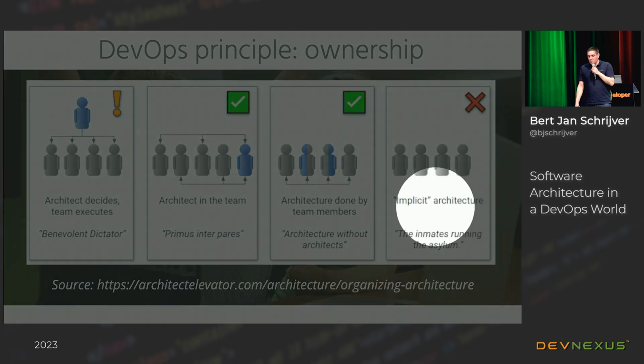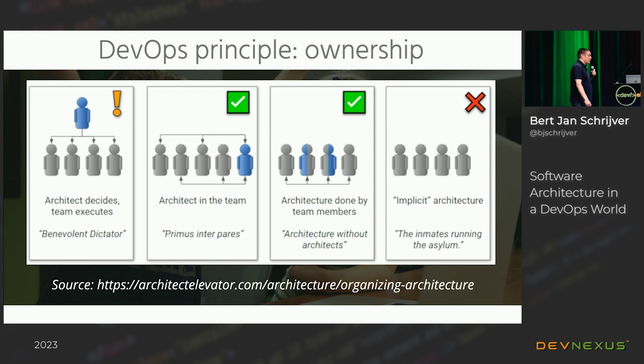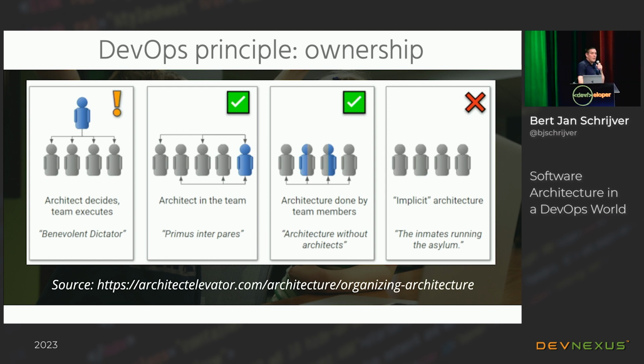And then the last one is implicit architecture, basically the inmates running the asylum. There's nobody responsible for the architecture. And this may work for a short time. This is sometimes also called cowboy coding. But to quote Stefan Tilkov, he said that you cannot decide not to have an architecture. So if you don't actively create it, be prepared to deal with the one that emerges. And that's typically not a pretty one.